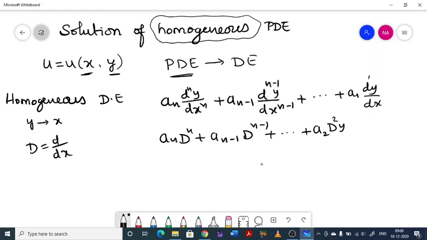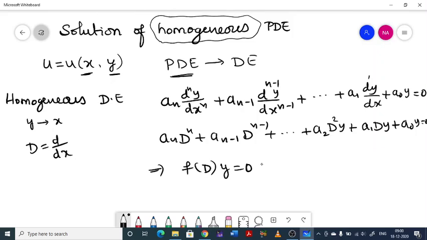Plus a naught into y. That is the standard form. Yes, a2 D^2 y plus a1 D y plus a naught into y equal to 0. So this I can simply write in the form small f of D into y equal to 0. This is called a homogeneous differential equation.